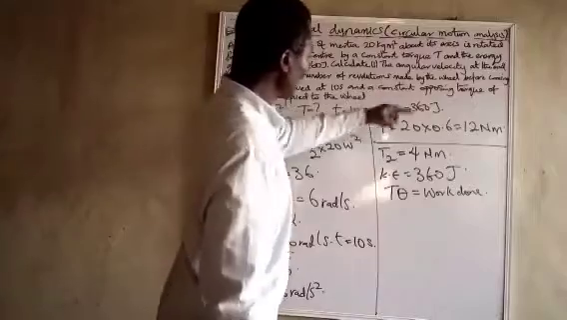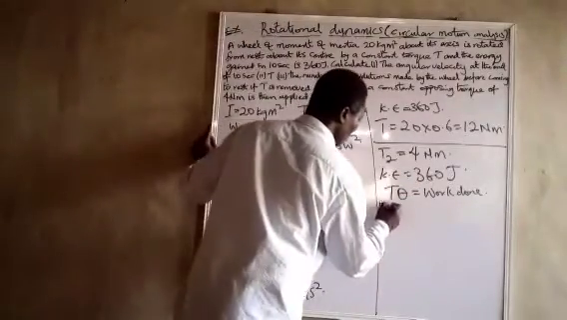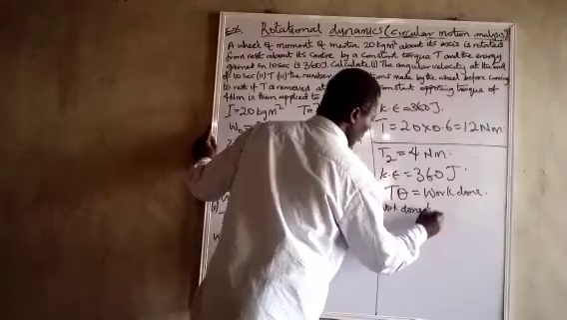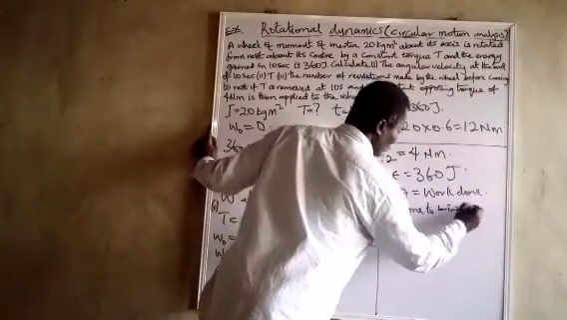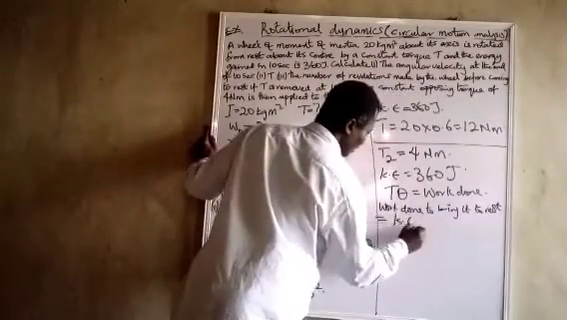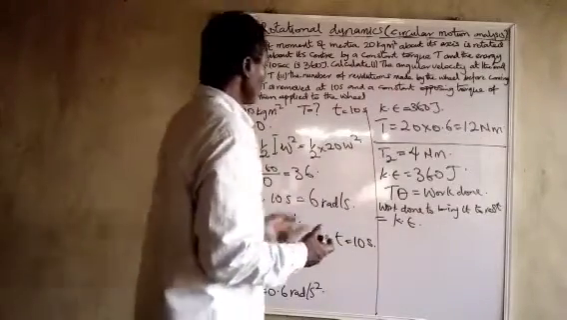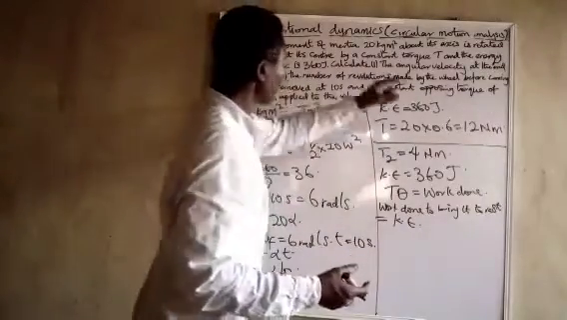The work done to bring it to rest must be equal to the kinetic energy, from the law of conservation of energy. So we are now asked the number of revolutions made.